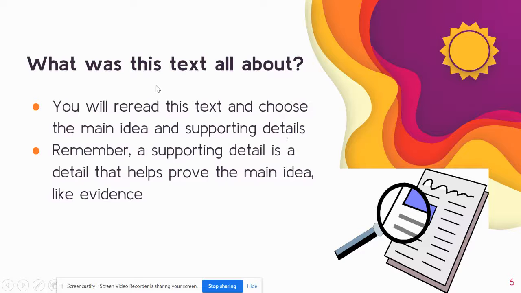So think, what was this text all about? Your job will be to reread the text and choose the main idea and supporting details. Remember, a supporting detail is a detail that helps prove the main idea, like evidence. So if I say the story was all about rainbows and butterflies, my supporting detail should be proving that it was all about rainbows and butterflies.